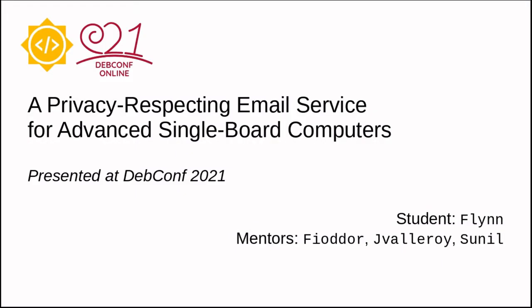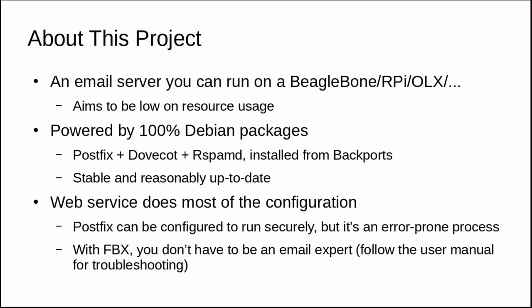This is a talk about my Google Summer of Code project with the FreedomBox Foundation. I worked on an email server for advanced single-board computers. This is an email server that you can run on a Raspberry Pi, on a BeagleBone, an OX board. It aims to be low on resource usage. I recommend having 1 GB of spare RAM for the email server, but in reality it uses less than that. It's powered by 100% Debian packages installed from backports, so they're stable and reasonably up-to-date.